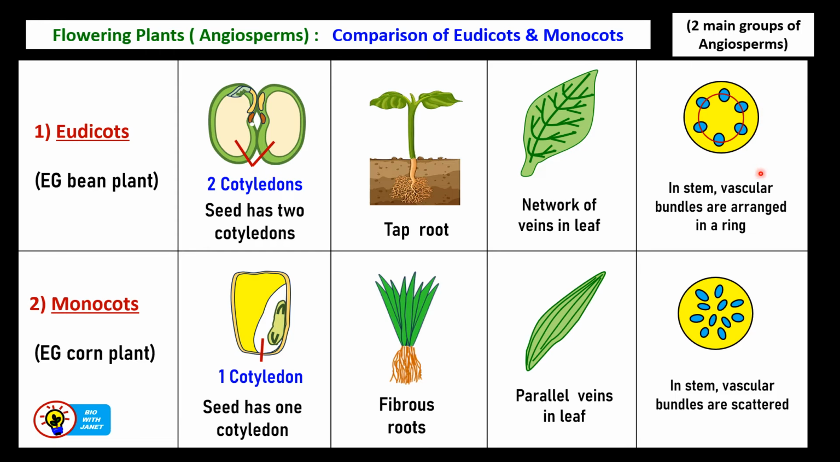Now, in the stem, if we get a cross section of the stem, we will see that in eudicots the vascular bundles consisting of xylem and phloem are arranged in the form of a ring, circular form. But for monocots, in the stem, the vascular bundles are scattered, right, and not arranged in the form of a ring.